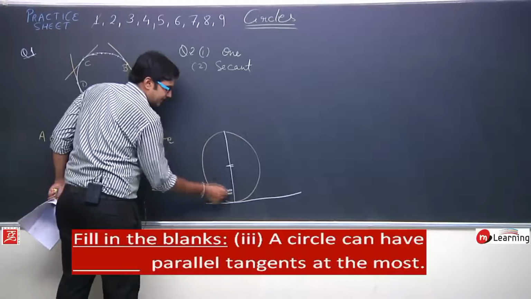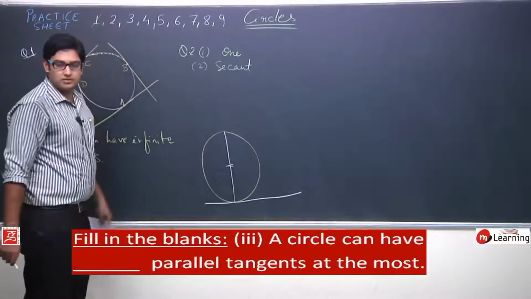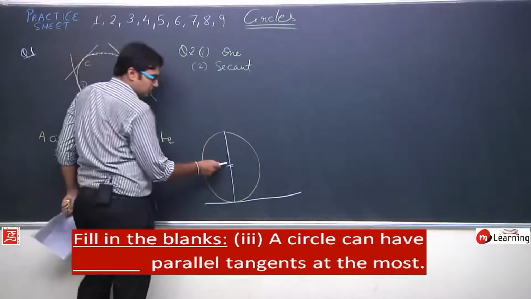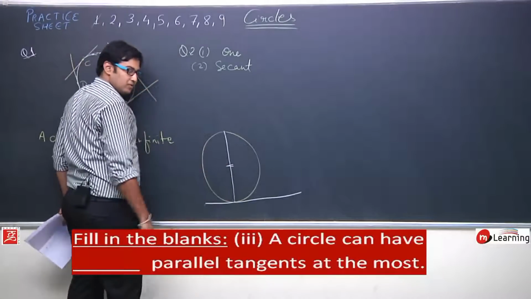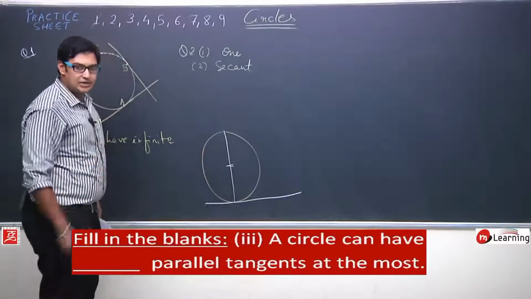Now, what is this line? This line is basically the diameter of the circle. Why is it the diameter? Because it passes through the center. Since it passes through the center, this chord, this line, is a diameter.